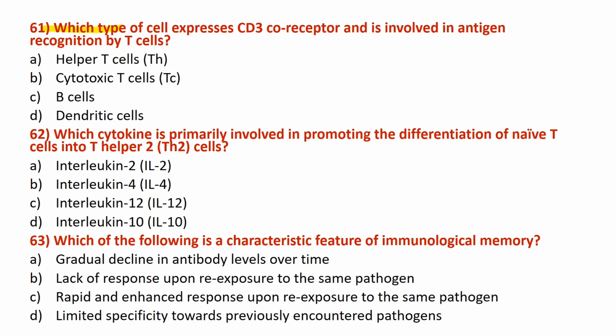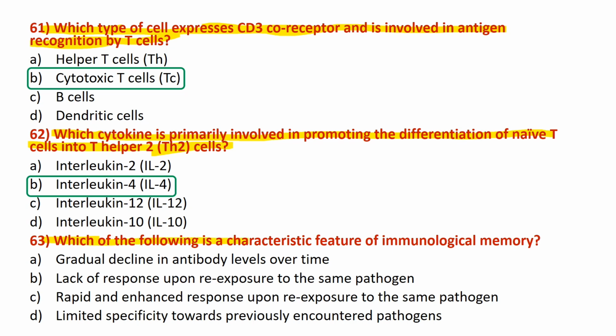Next question is, which type of cell expresses CD3 co-receptor and is involved in antigen recognition by T cells? And the right answer is option B, TC cells, cytotoxic T cells. Next one is, which cytokine is primarily involved in promoting the differentiation of naive cells into Th2 cells? And the right answer is option B, interleukin 4.